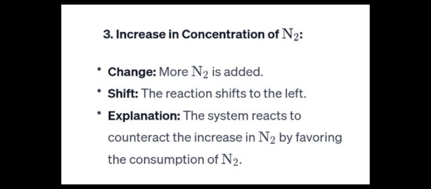For the last question, number 3, an increase in concentration, or adding N2 into the system. The change is that N2 is added. The reaction shifts to the left. Explanation: the system reacts to counteract the increase of N2 by favoring the consumption of N2, so that the system of equilibrium is balanced. Because if it isn't balanced, it would be wrong. So we need to balance things out so that it stays balanced.